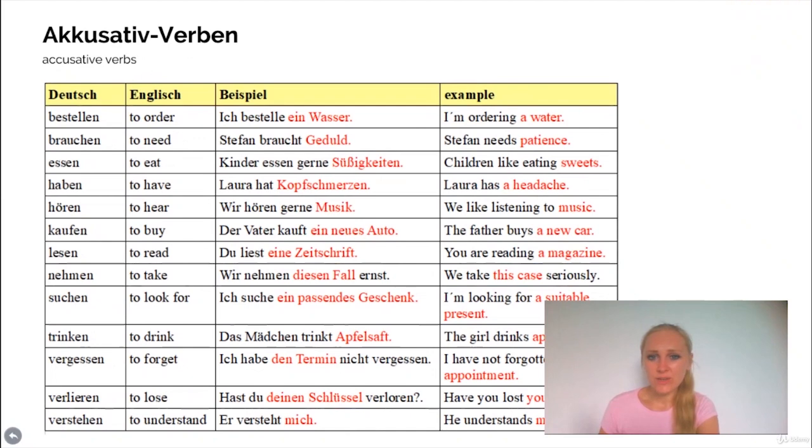Here we have a few accusative verbs. There are more than these in this chart that you are seeing. But for the A1 level, let's say these are the most important ones. You should learn those because we use them very often.